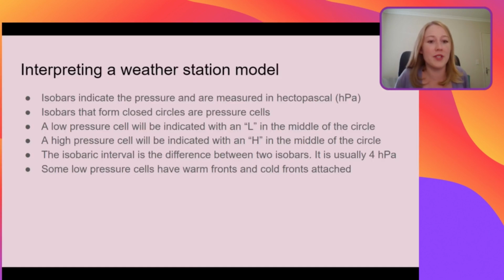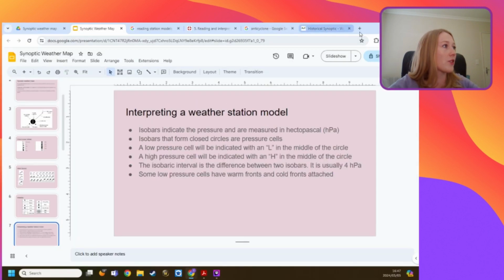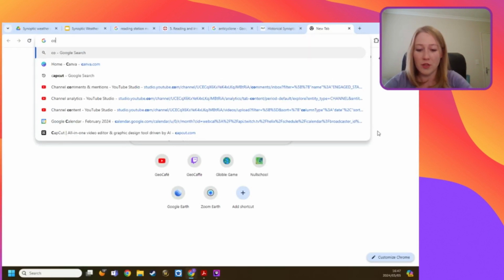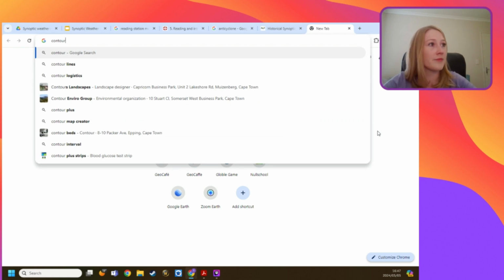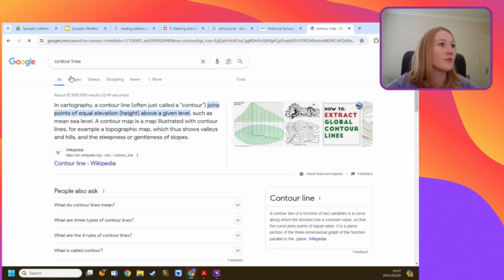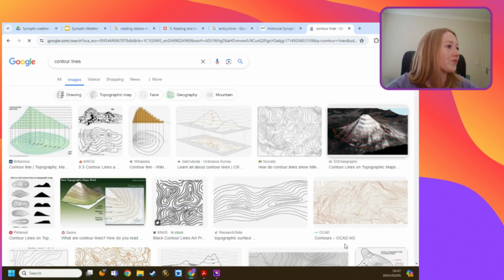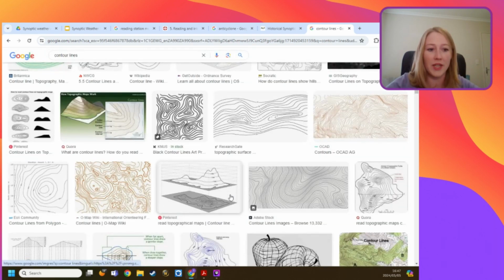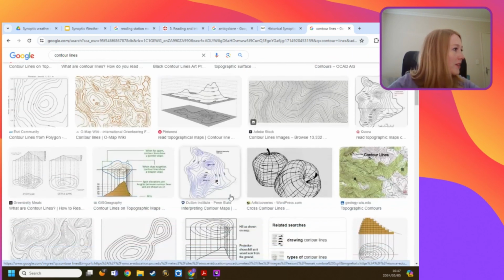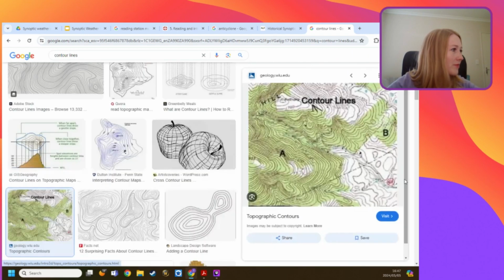Okay, so these are some of the points that we're going to be looking at when we look at the map. A very important line to know is the isobar. Isobar represents pressure. So you may have seen contour lines on a map. Let's find contour lines, I'll show you what I mean. Trying to find one that actually looks a bit like a map. That looks like a map.